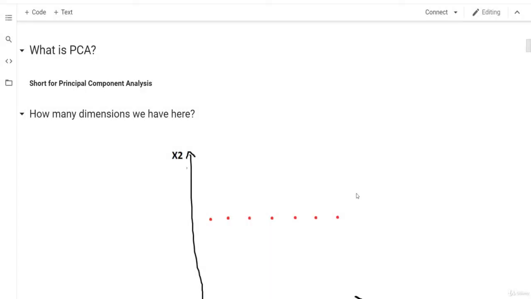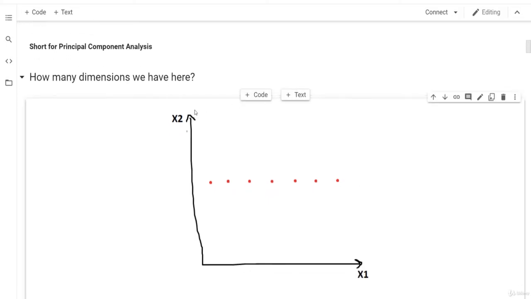Welcome back. So now let's understand what we mean exactly by PCA, which is short for Principal Component Analysis. Let's take a look at this example, right? We have x1 and x2. So how many features do we have? We have two features, right? So we have two dimensions.